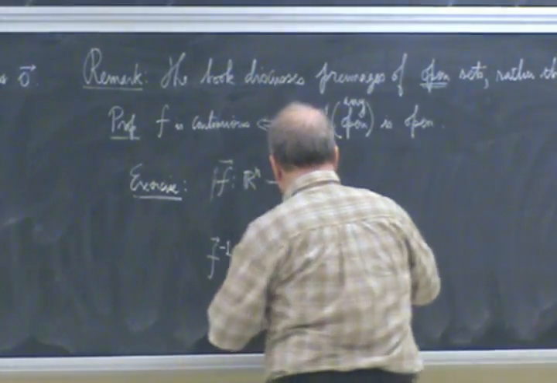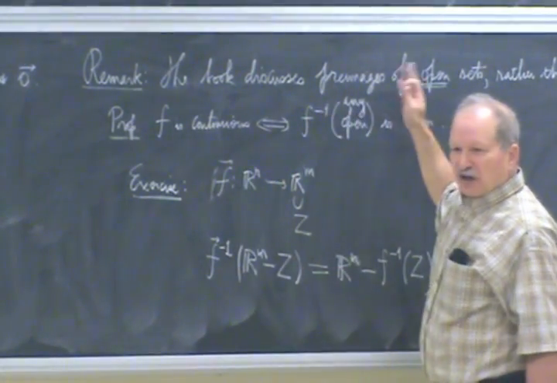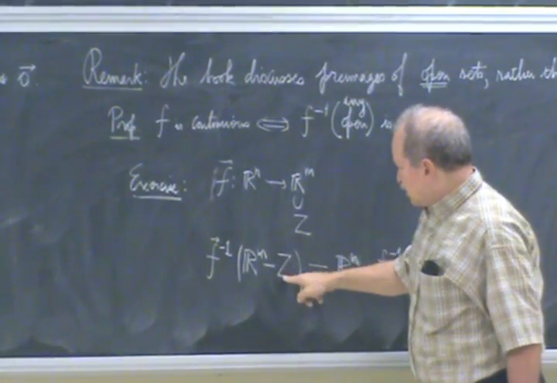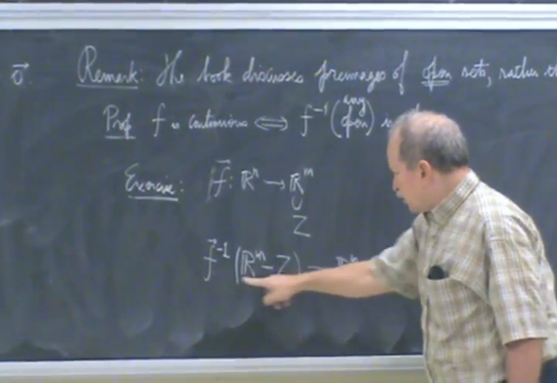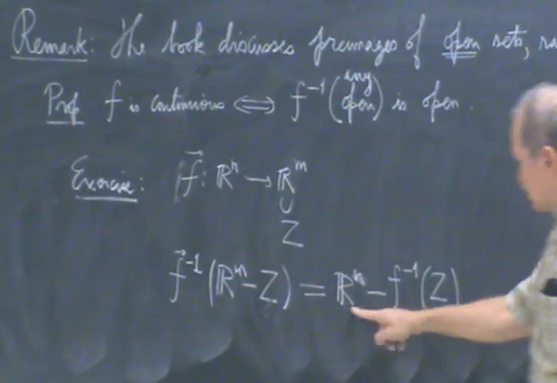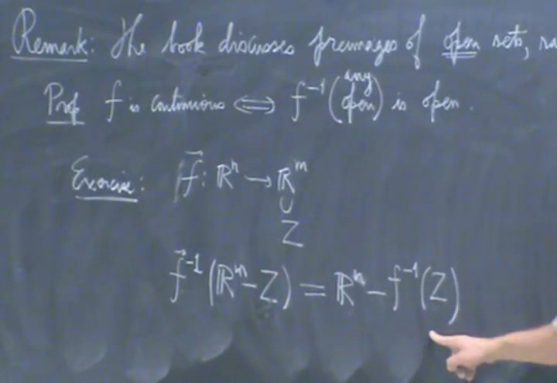Thank you. So if we've proved preimage of a closed set is closed, and Z is any closed set, I will then show the preimage of its complement, namely an arbitrary open set, is the complement of a closed set, namely it's open.